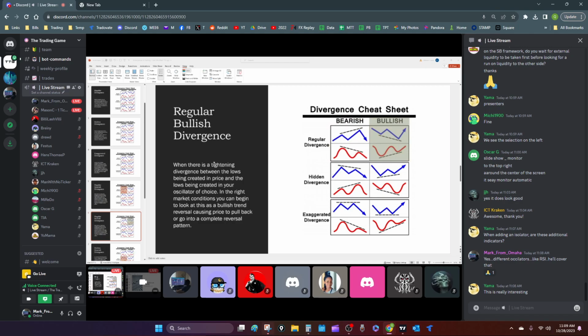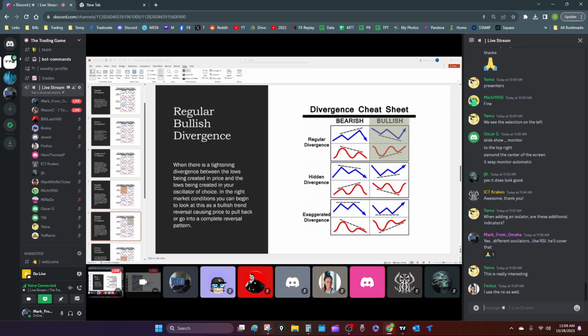Regular bullish divergence, as we discussed already, is when there's a tightening divergence between the lows of your price and the lows of your oscillator. You can look at this in a higher time frame market condition if you're reaching support. You can look at this as a bullish trend reversal, or at least a pullback on the charts.